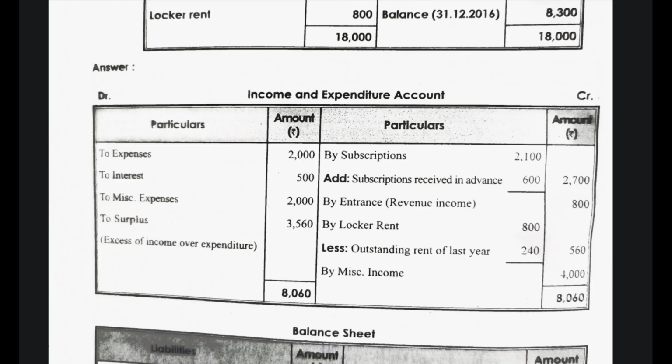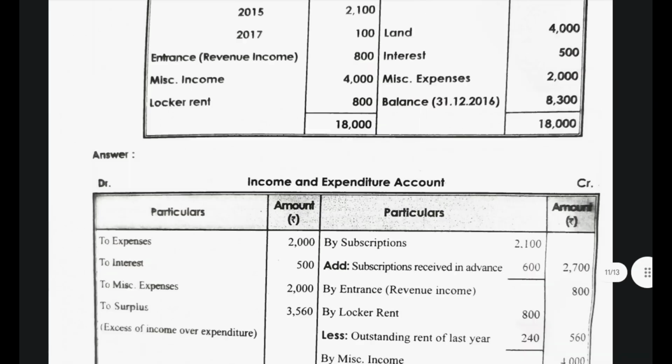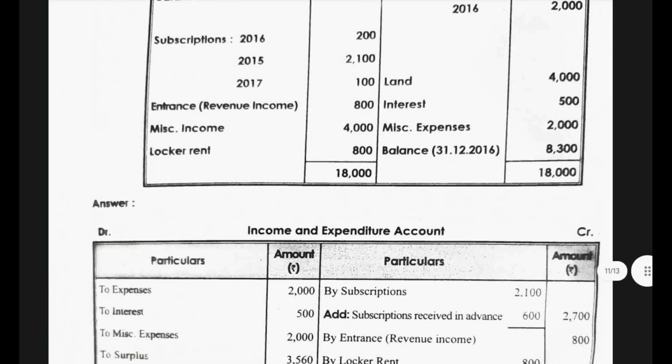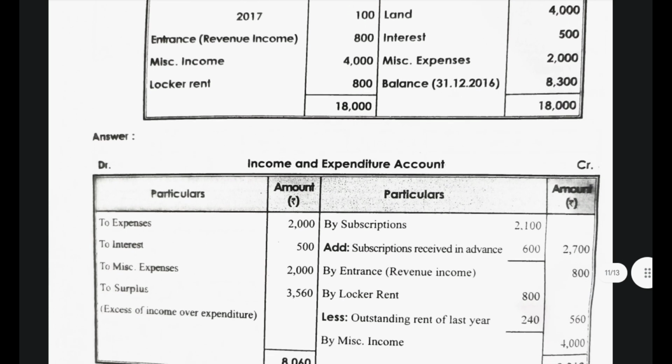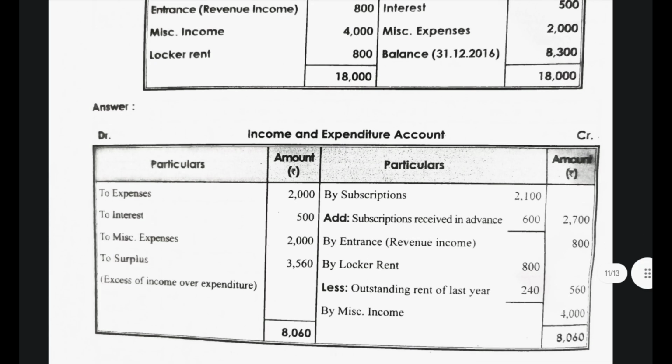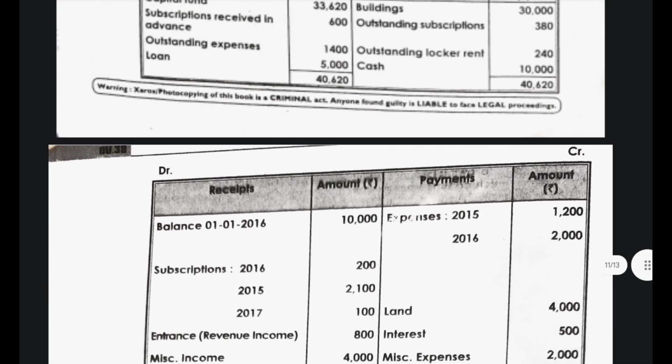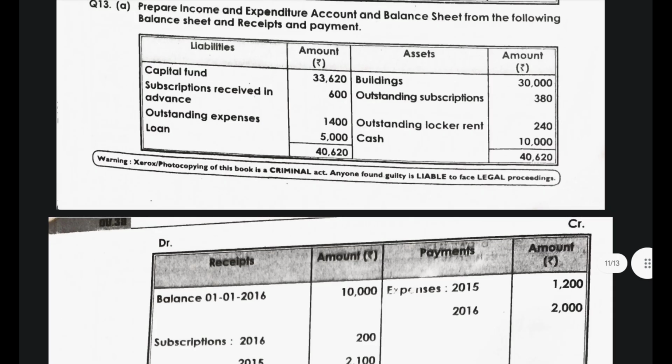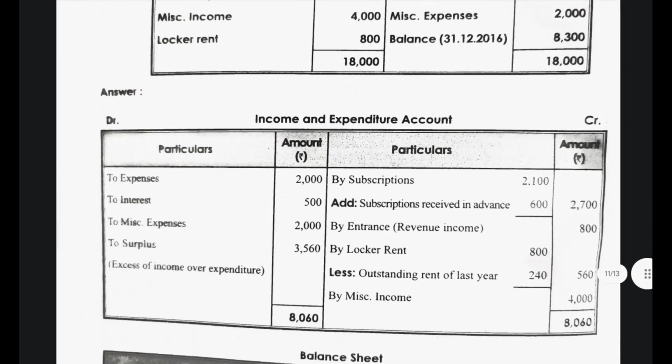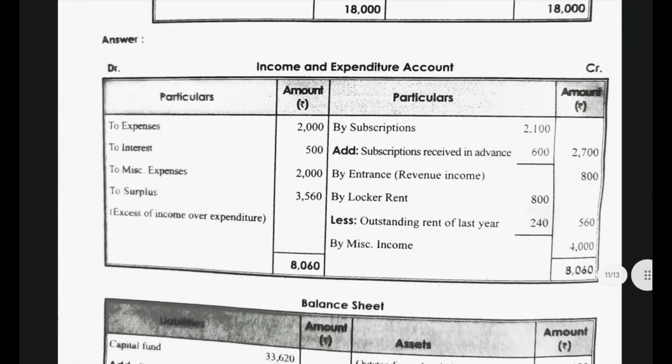Next, by entrance revenue. Entrance revenue is income, it is given, that's why we have taken that. And next we have locker rent, miscellaneous locker rent, outstanding rent of the last year. Outstanding locker rent is given here, 240 on the asset side, outstanding. So that we have taken from the balance sheet, 240, we have to deduct this. So 560 we are getting. Miscellaneous expenses as it is.